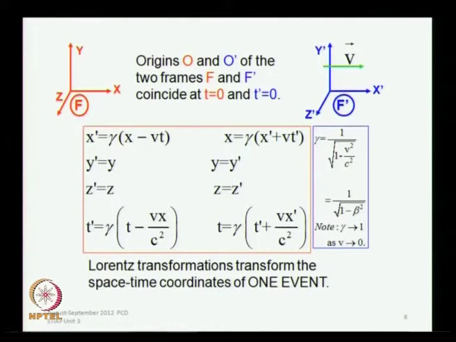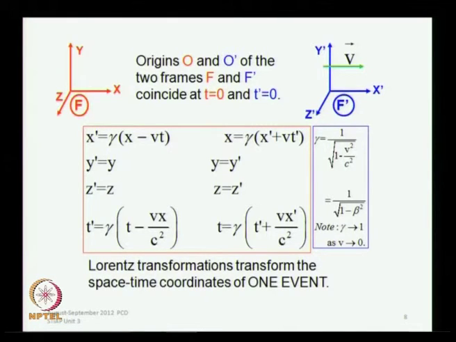So, now the reconciliation comes from the fact that the laws of transformation between the coordinates in one frame of reference and another frame of reference are no longer Galilean, they must be modified, and they are what are known as Lorentz transformations.